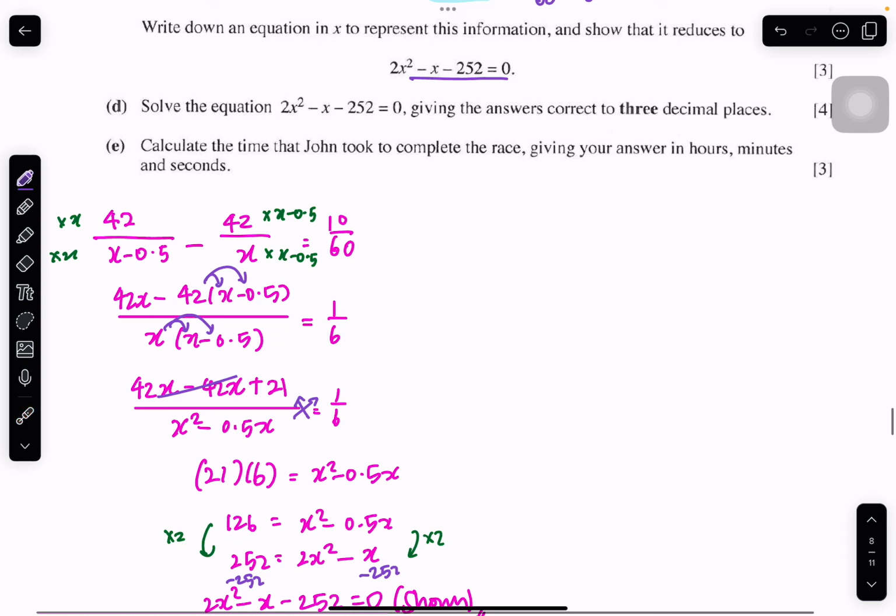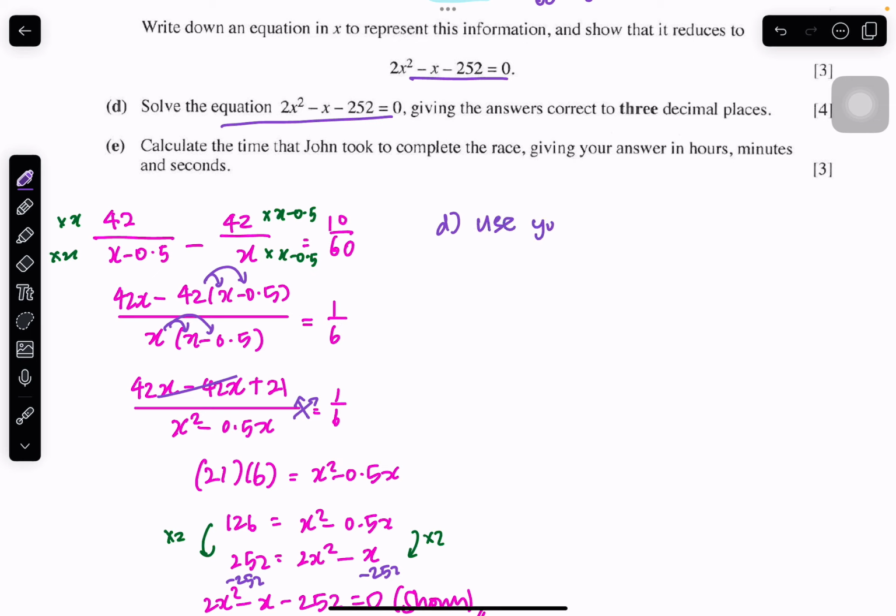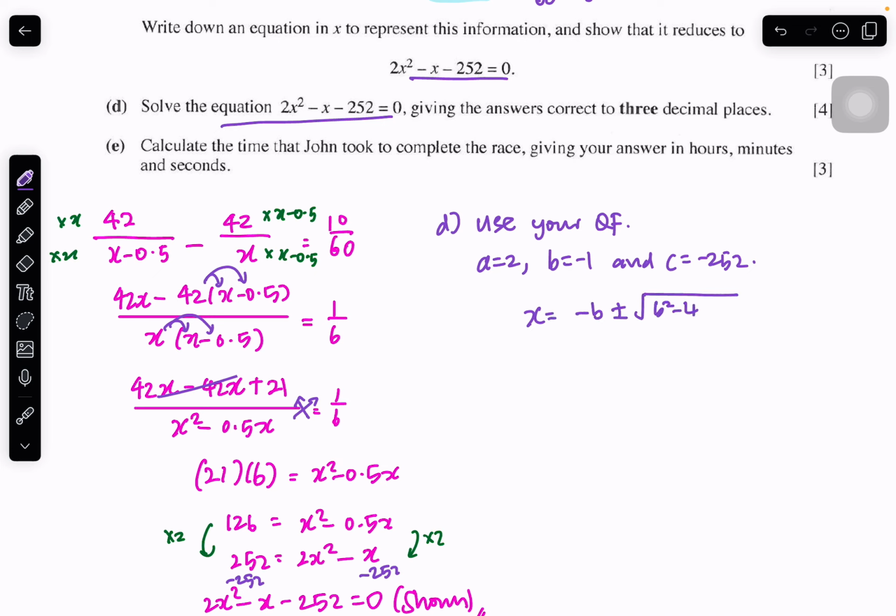Alright, so for part D, in order to solve the equation, I would like you to use your quadratic formula. Okay, write down the values of a, b, and c, and from there apply your quadratic formula. x equals negative b plus minus square root of b squared minus 4ac, over 2a, right? And work out the two x values correct to 3 decimal places. Okay, so I will leave you to try this question.